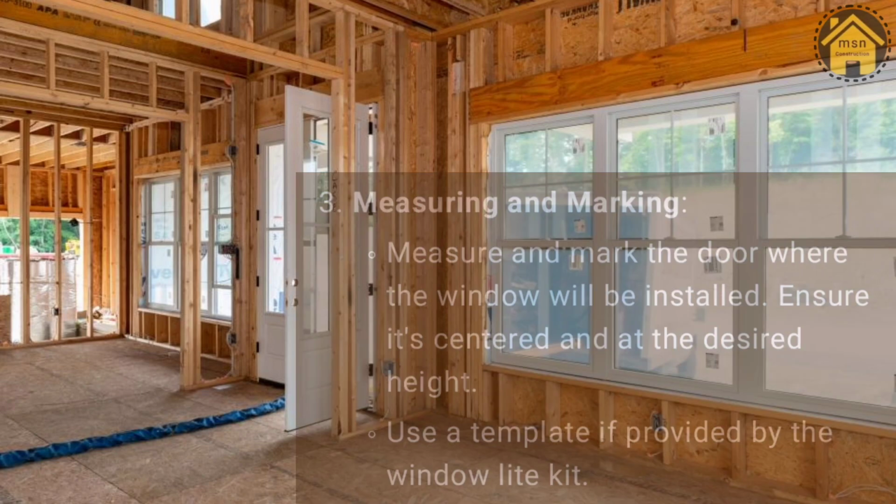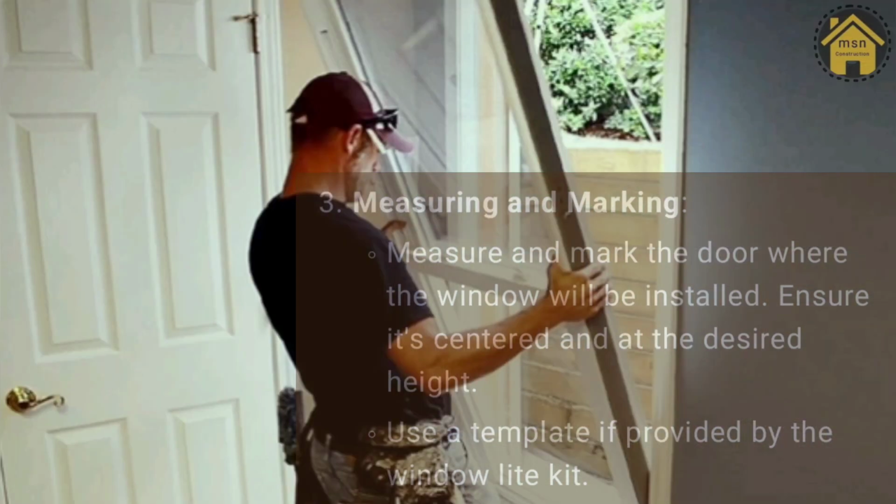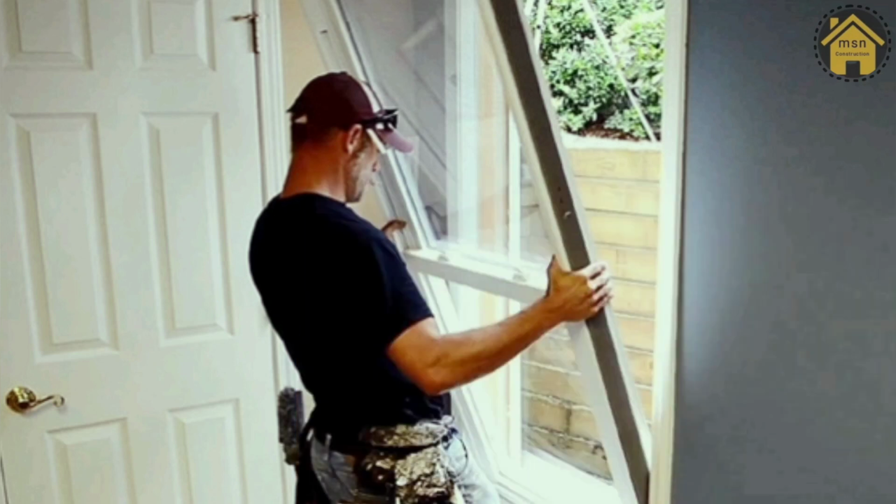Measuring and marking. Measure and mark the door where the window will be installed. Ensure it's centered and at the desired height. Use a template if provided by the window light kit.